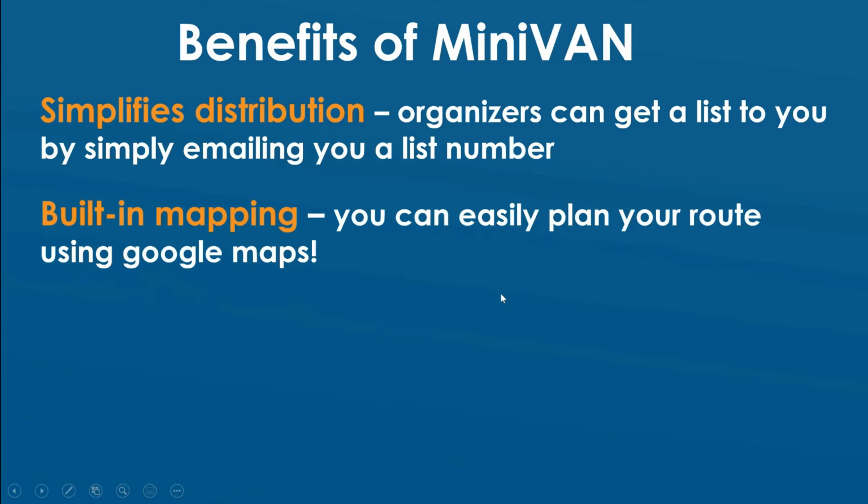The miniVAN has mapping. In the paper version, I don't know if you remember this, but they were typically sorted by street name, which isn't very helpful when you're trying to plan a route for reaching out to people. So miniVAN has built-in mapping using Google Maps, so you can much more efficiently figure out how you're going to do your route to touch base with your voters.